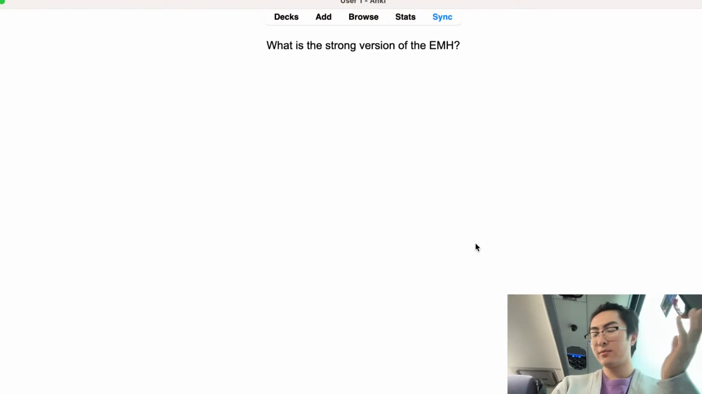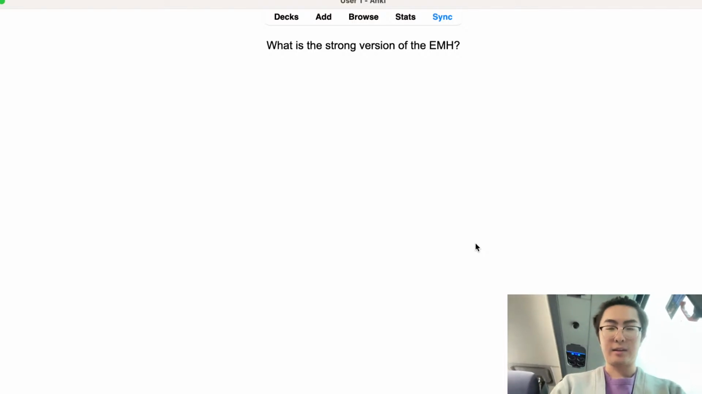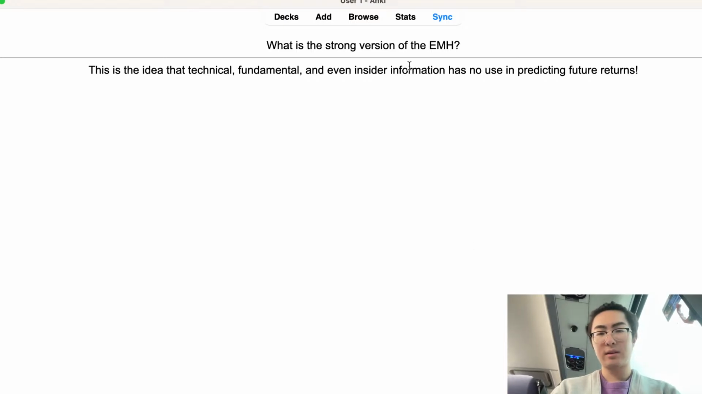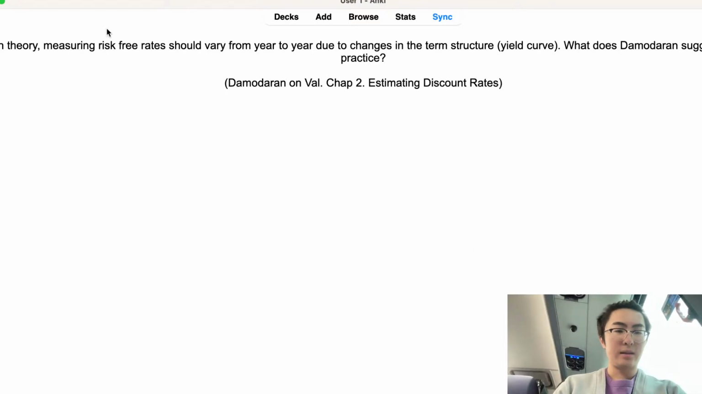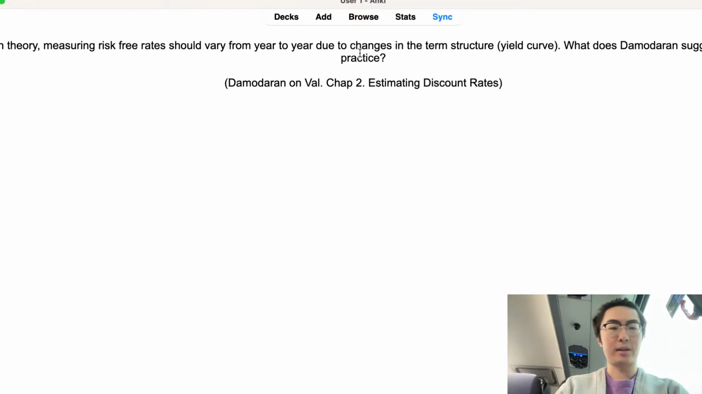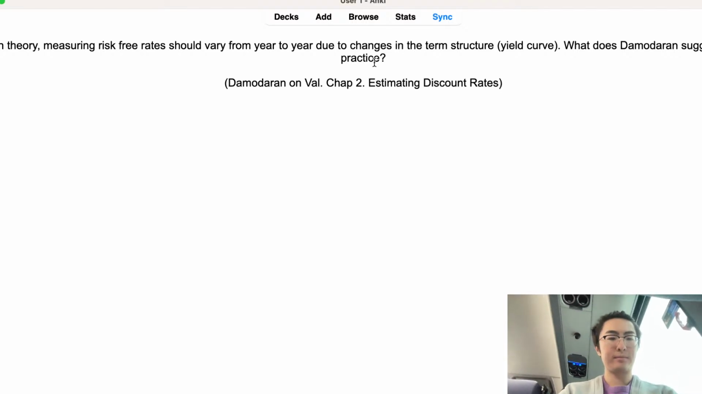Basically, fundamental analysis and technical analysis are both in hot water. And I think even insider information doesn't really do anything. Yeah. In theory, risk-free rates should vary from year to year due to changes in the term structure. So this is the yield curve. What does Damodaran suggest in practice? Usually it's hard to predict what the term structure is going to look like in the future. So I think Damodaran suggests that all you really need to do is pick today's risk-free rate, maybe the 10-year treasury yield, and just use that as your discount rate, or risk-free rate.